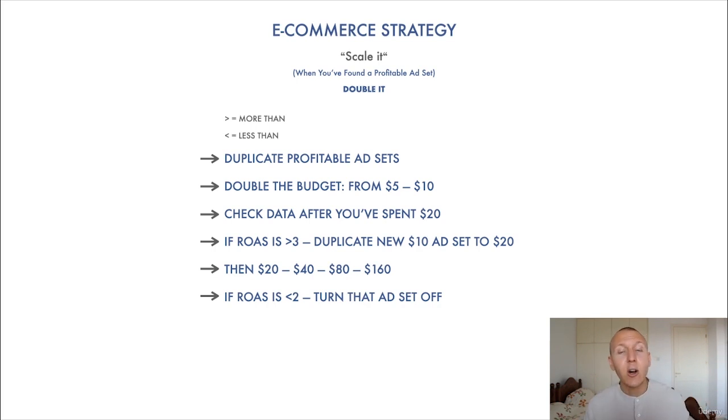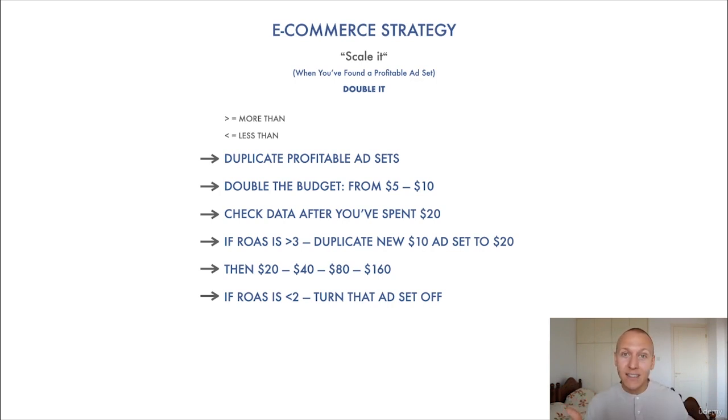You check the data after you spend $20. If your return on ad spend is less than 3, you turn it off. If it's 3 or higher, you duplicate it once again. So now you duplicate it from $10 on your daily budget to $20 on your daily budget. That means after you've spent $40, you check, do you still have a return on ad spend that's minimum 3? Now, once again, understand that if you're doing a daily budget of $20 a day and you have a return on ad spend of 3, that means that on that ad set you need to make at least $60 a day.